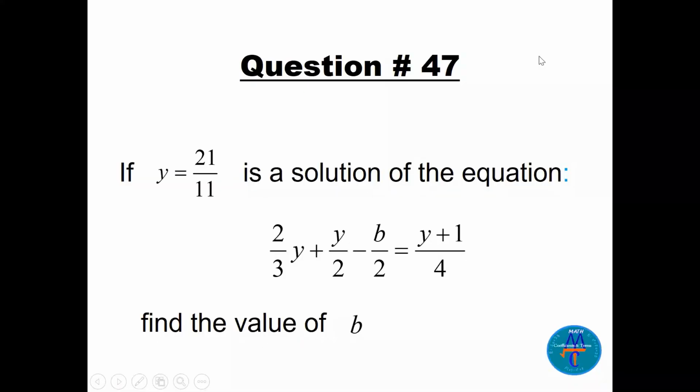Let's look now at question number 47. If y equals 21 over 11 is a solution of this equation, find the value of b. That's so easy. If we say this is a solution, that means it will satisfy the equation. So y equals 21 over 11 will be replaced in the y. But since we see here fractions and all this, it's a nice idea that you simplify the equation first.